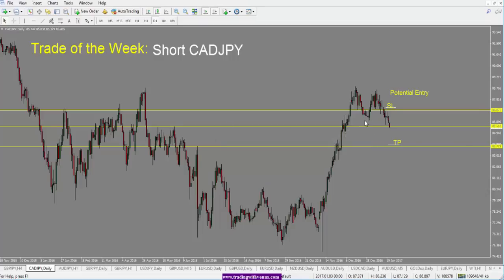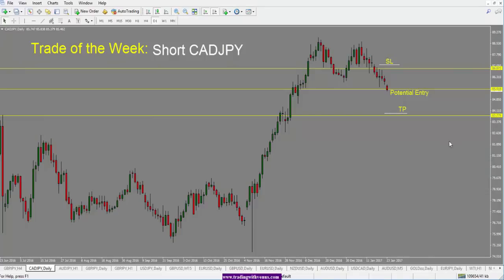Now in this CAD/JPY trade, first we broke through the neckline here, and now we are below this support and resistance area. In this case, it has also broken this previous low here, which suggests that the trade is likely to go lower.